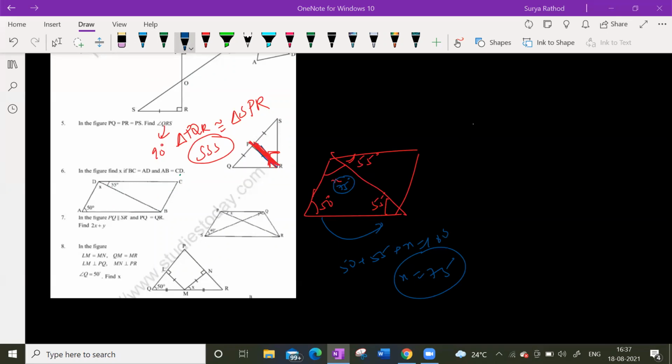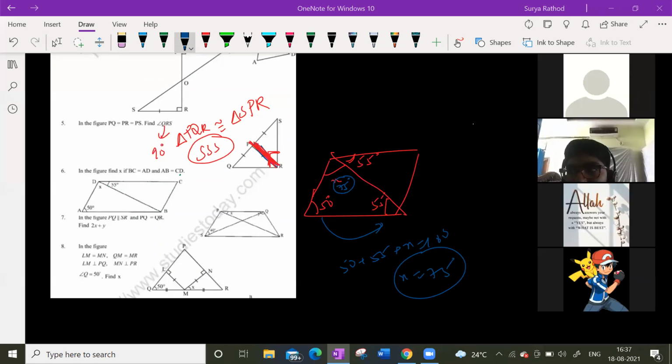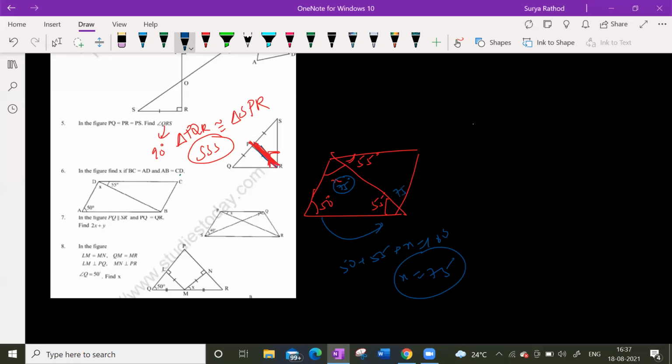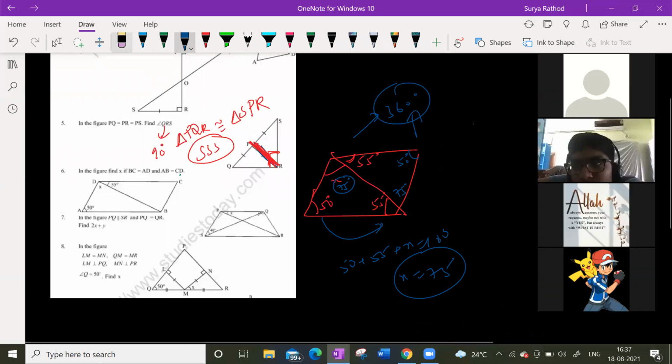So look at this now. 75 plus 55, how much? 130, isn't it? This is 55, means this will be 75 now. This will be 50 now. If you add all these angles, that should come to 360 degrees. Then only my answer is correct. If I add all the angles, I'm getting 360. So my answer is correct now. Clear? Yes, sir, clear.